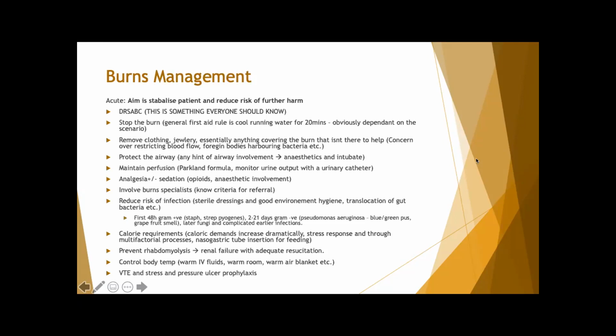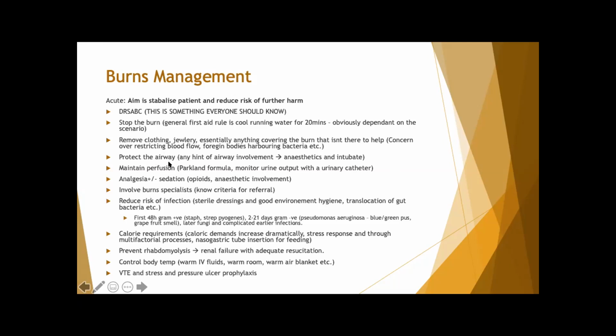Now I've got a list here. I know it's long, but I'm going to just point out the main points. So essentially everyone should know that you do doctor's ABC. You also need to stop the burn as well. A general first aid rule is that you run cool running water over the burn for 20 minutes, but that's obviously dependent on the scenario as well. You remove clothing, jewelry, and essentially anything else that could be an infection risk or could constrict the burnt limb, such as rings around the finger, as when swelling sets in, obviously it's going to constrict.